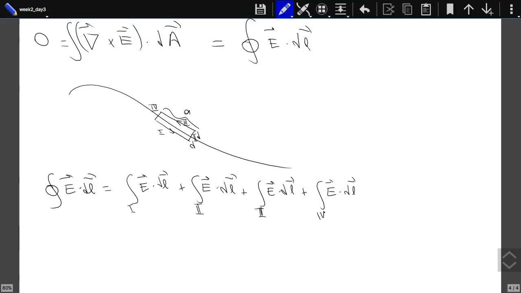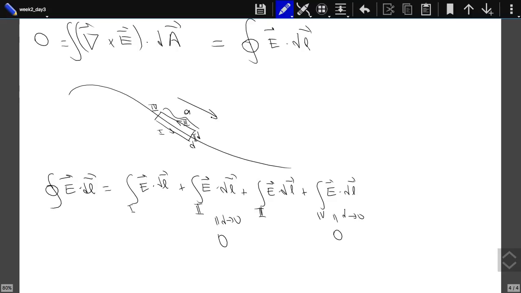Well, if D goes to 0, side 2 and side 4, they go to 0 because the length goes to 0. If the length goes to 0, the side goes to 0. The integral goes to 0. This is D goes to 0. So I'm left with only the integral over side 1 and the integral over side 3.